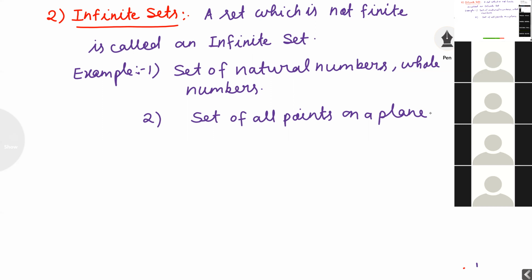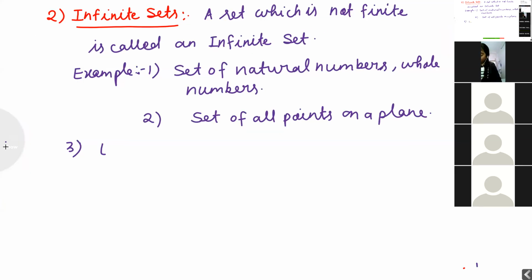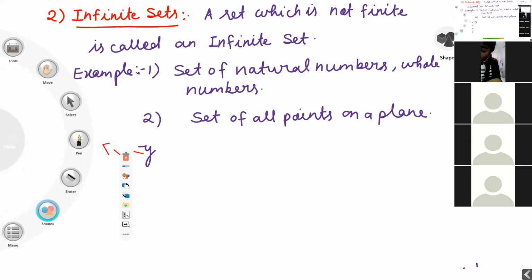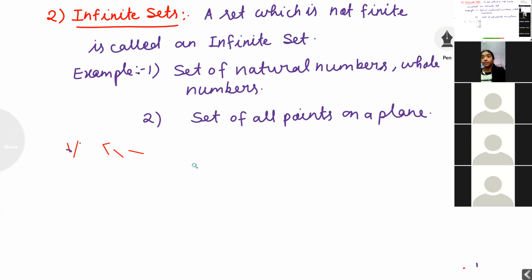Third set is the empty or null or void set.